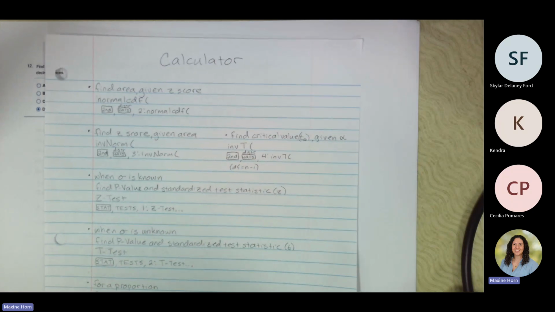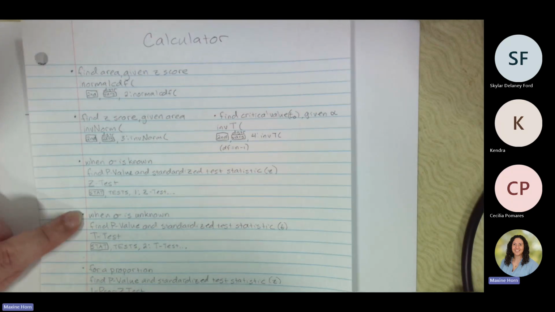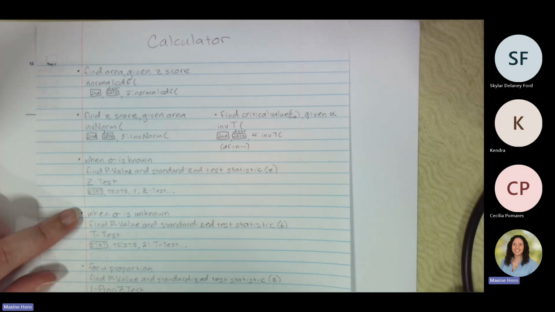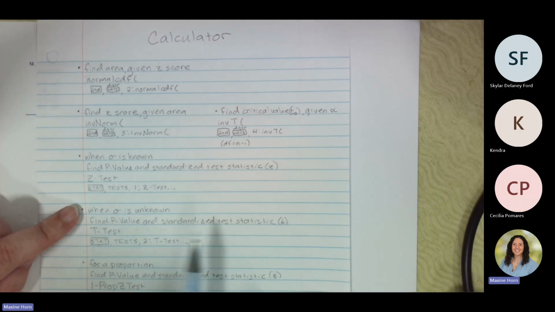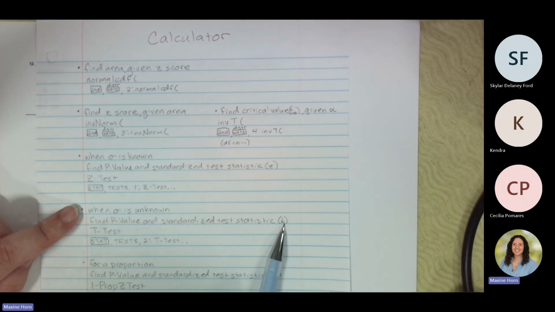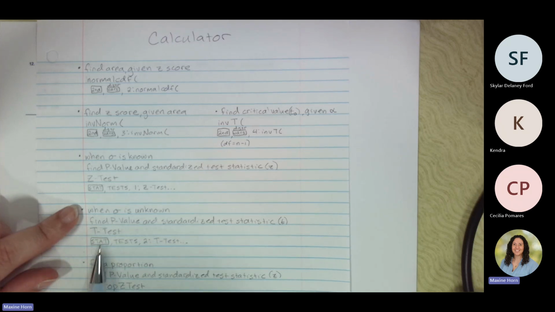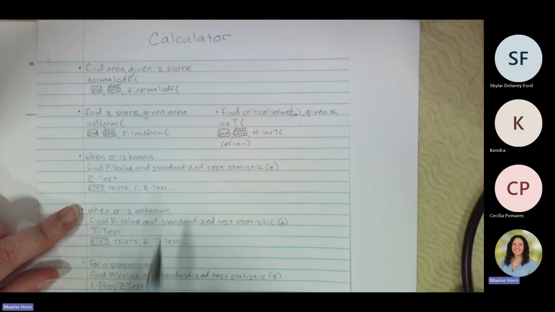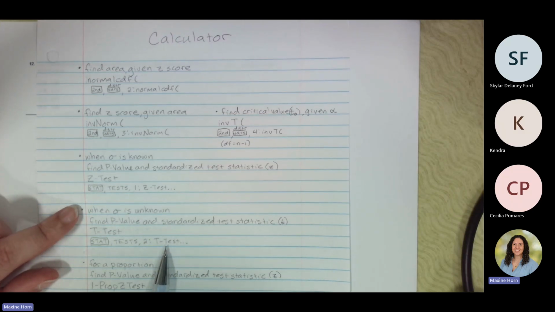So we are going back to our things here, right? When we don't know the population standard deviation, but we need to find the p-value and the standardized test statistic, which is going to be a t, we're going to use a t-test, which is in the same place as the z-test. It's just number 2 instead of number 1. It's the t-test. But we need to make sure that we have all of our information to plug into the calculator. So let's do our standard operating procedure here. We're going to write everything out.